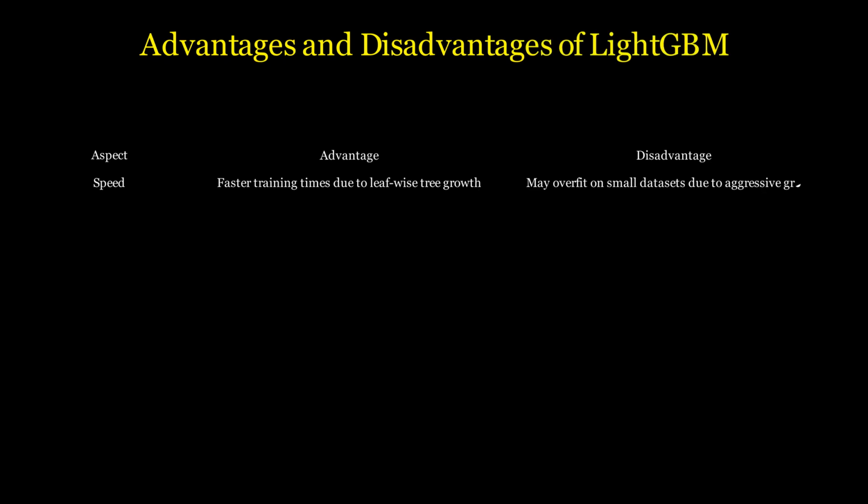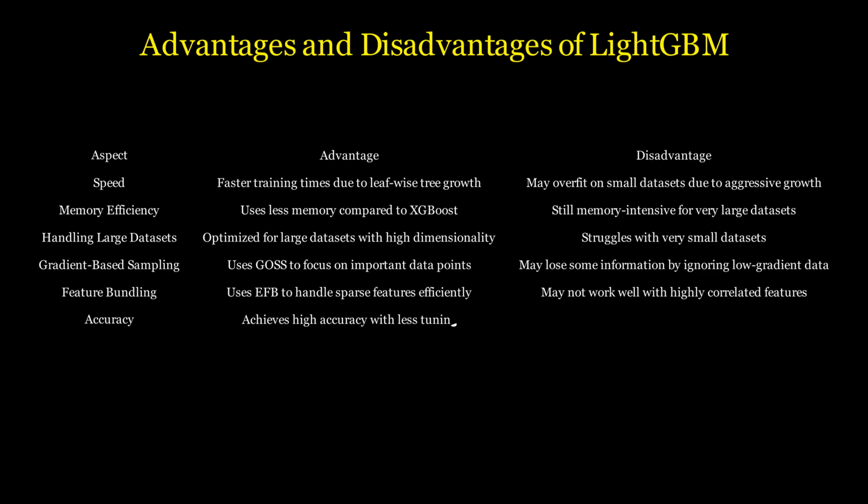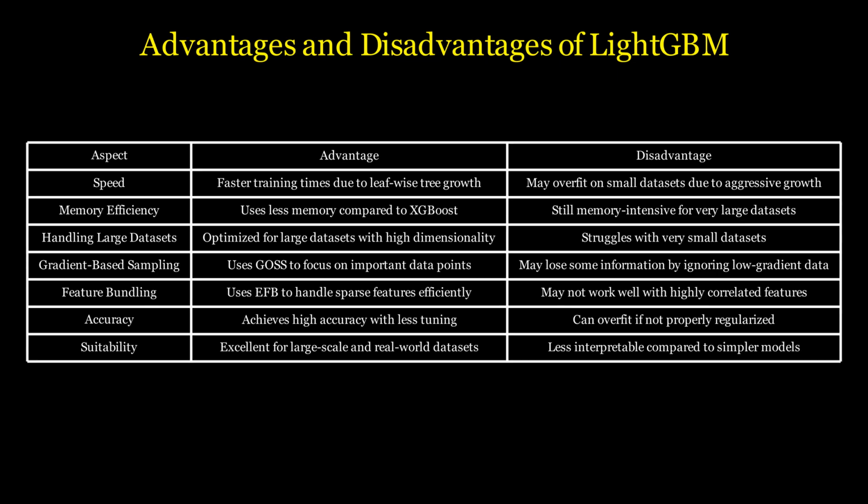Let's explore the advantages and disadvantages of the LightGBM algorithm. Here's a table summarizing the key advantages and disadvantages of LightGBM. LightGBM is known for its fast training times due to its leaf-wise tree growth strategy. However, this aggressive growth can lead to overfitting on small datasets.